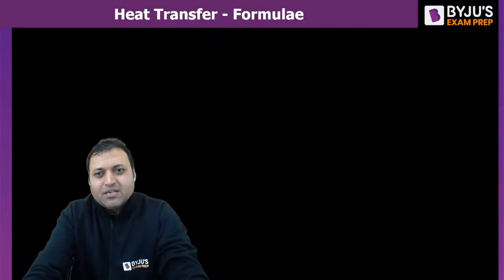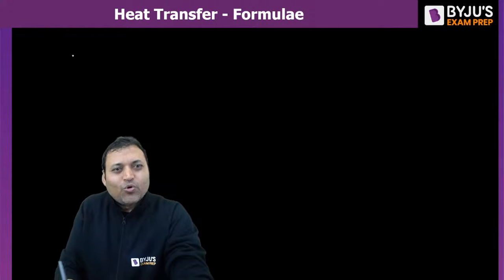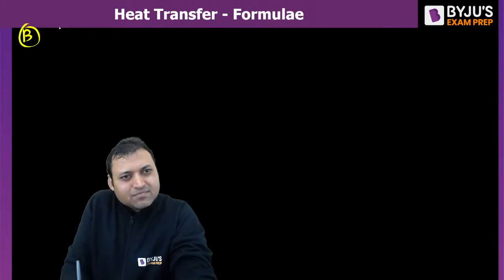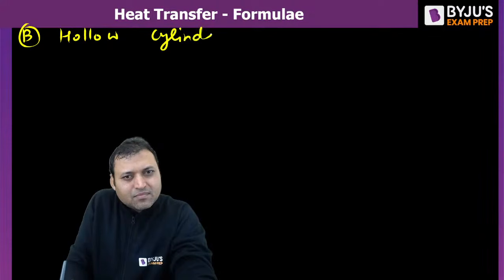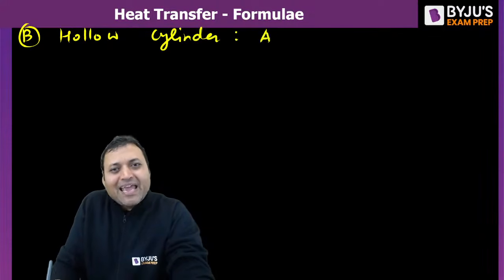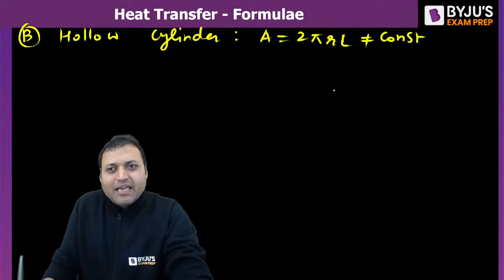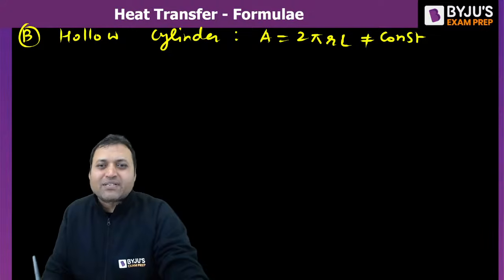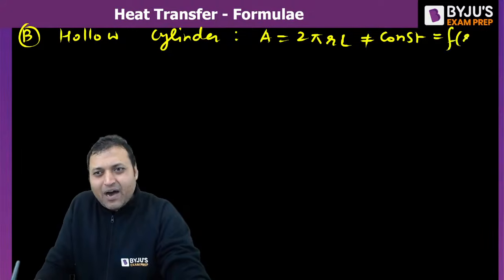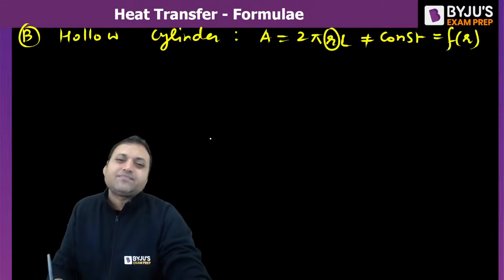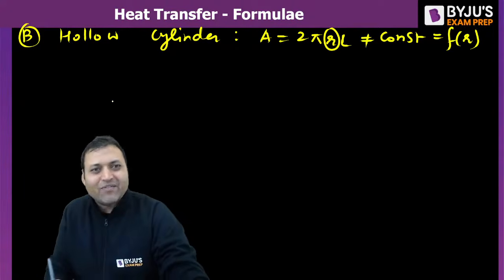All right. So now let us move to the hollow cylinder. In case of hollow cylinder, the area, which is given by 2 pi r into L, is not constant. In case of hollow cylinder, area will not be constant. It is a function of r. 2 pi L is constant, but area will be a function of r.